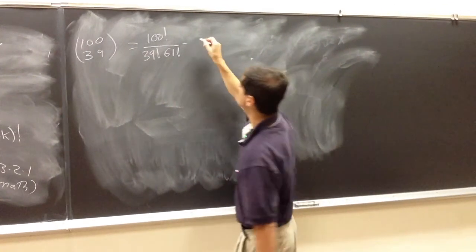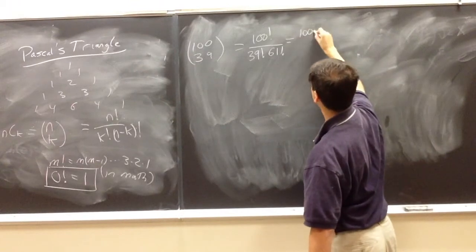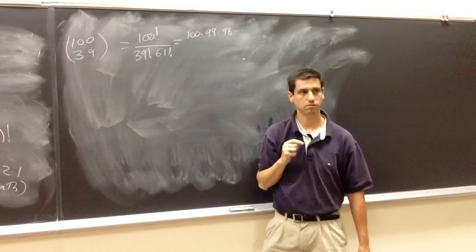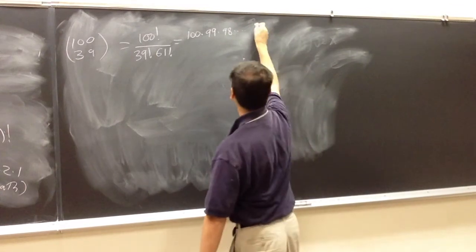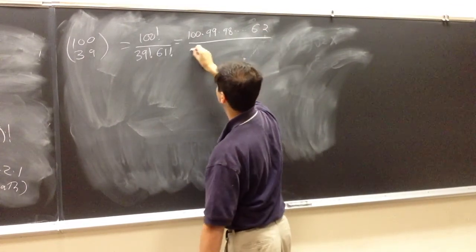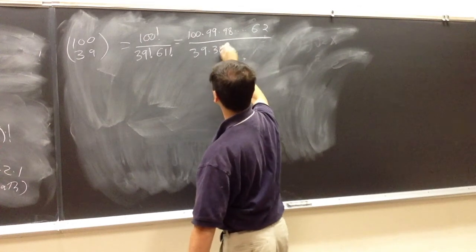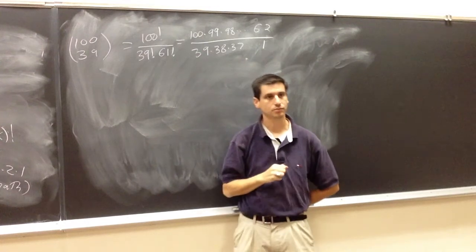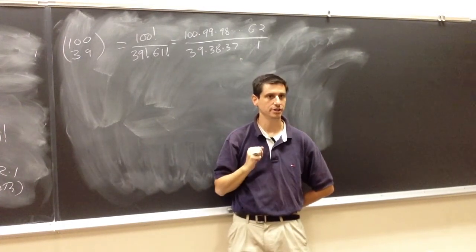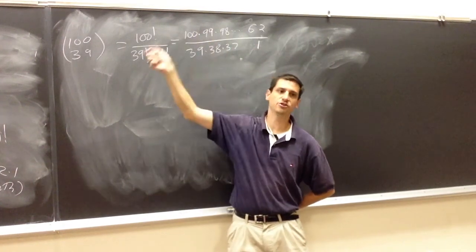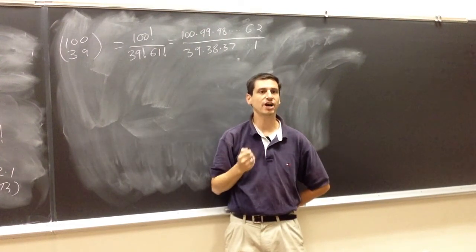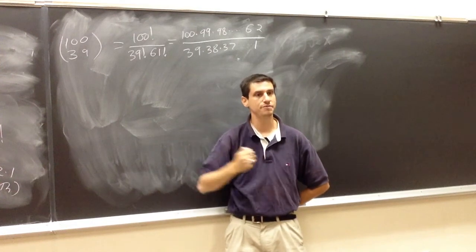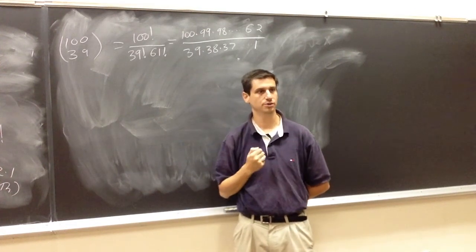So if you look at this, this is the same as 100 times 99 times 98. How far down do I go? To 62. And over here, I have 39 times 38 times 37 down to 1. So one possibility is I just calculate the numerator and I just calculate the denominator. Depending on how large these things are, that will still be enough to overflow your calculator. But you can get a little bit further with that. What else could I do?